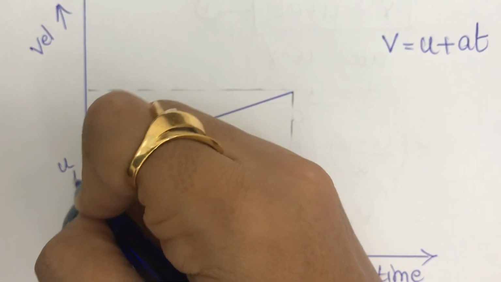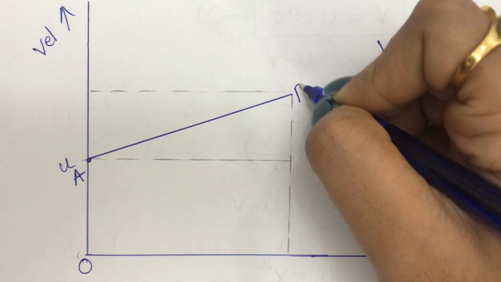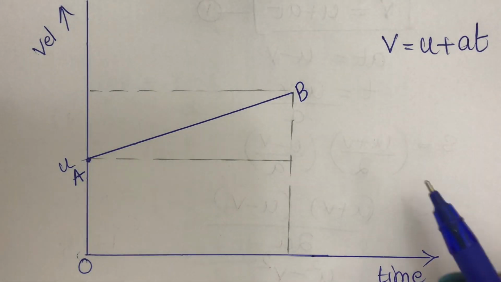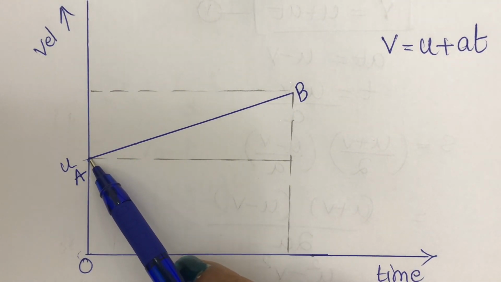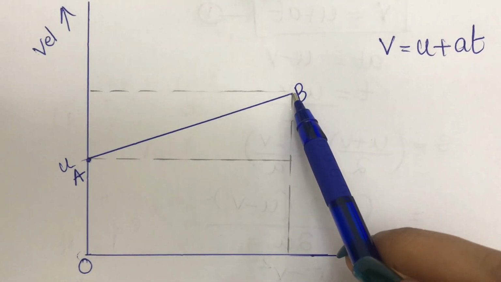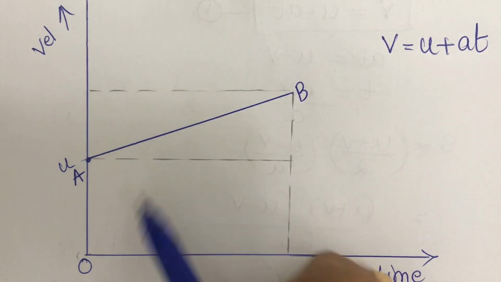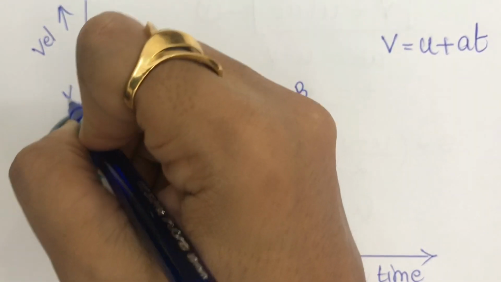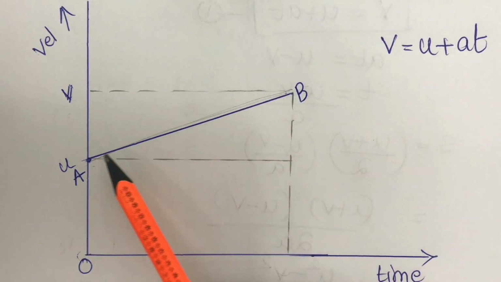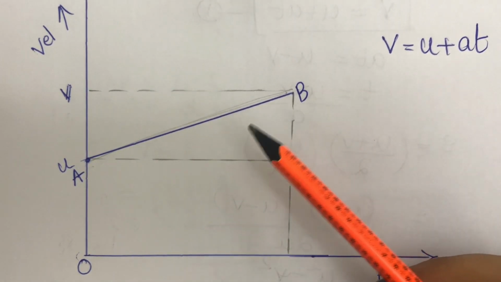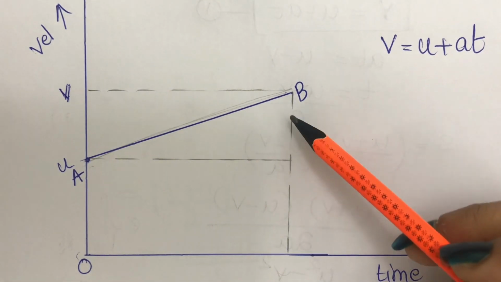Take this as AB. So my object has moved from initial velocity u to final velocity v. So the final velocity will be here, right? This will be my v. This straight line shows what? Uniform acceleration. We have studied that also, no?